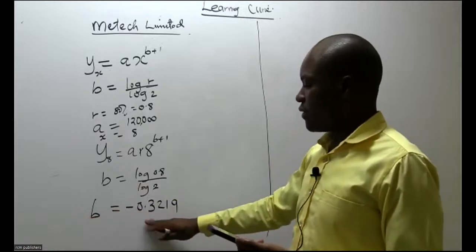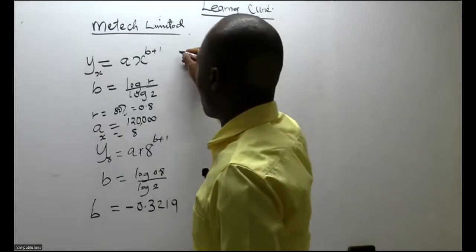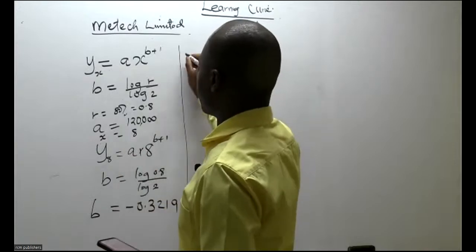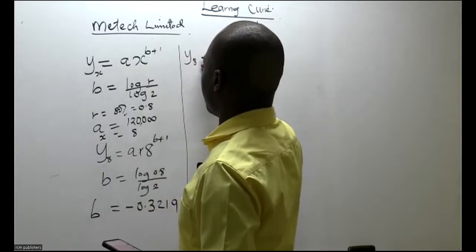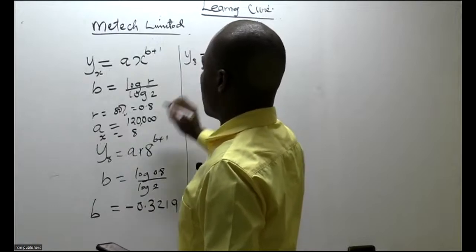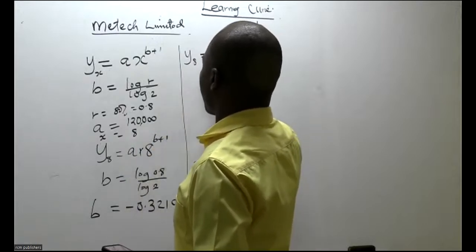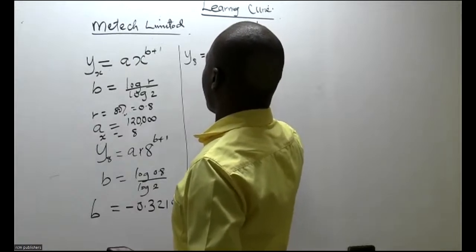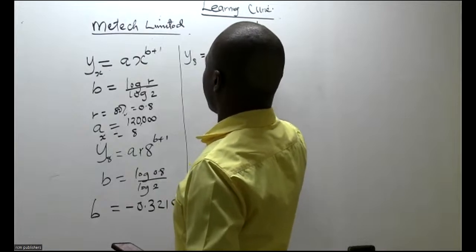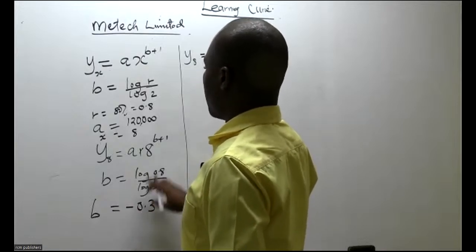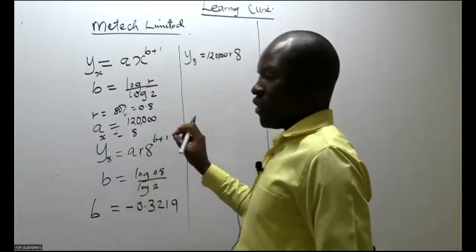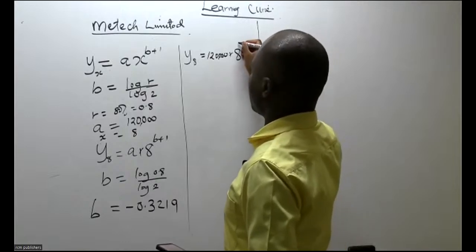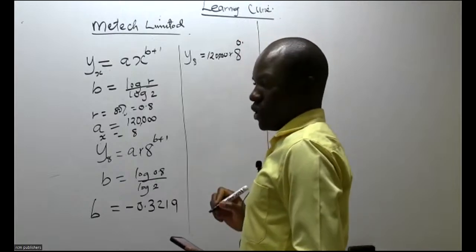After getting the value of b, we now go ahead to calculate our y for the first 8 batches. We are supposed to have a, which is 120,000, multiplied by 8 raised to the power b plus 1. So whatever you're getting in the calculator plus 1, what will you have? It will be a positive.